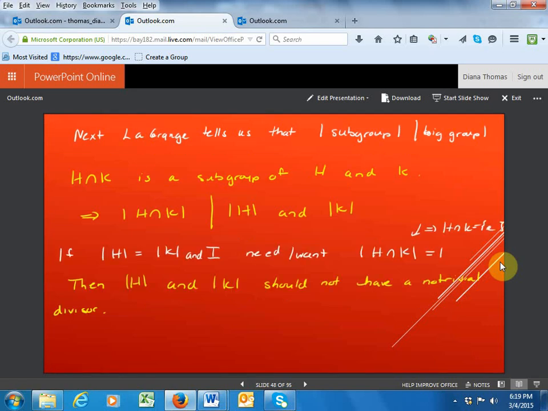So let me shoot that question back at you. Somebody shot it at me, so I'll shoot it back at you. What if the order of H and the order of K are not the same? When will that intersection be the identity? That's right. I can just use the same proof, right? So they have to be relatively prime. So you can see that one too.